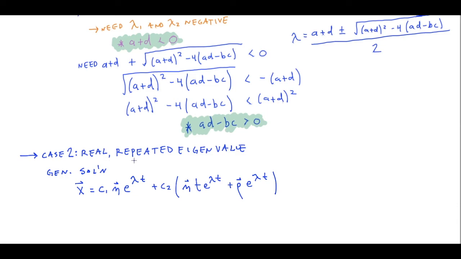In this repeated eigenvalue case, the square root part of the quadratic formula goes to 0, and so I can explicitly state what lambda will be. Namely, lambda will simply be a plus d over 2. Therefore, if I need lambda to be negative, then once again, I simply need a plus d to be less than 0. That leaves the third case where I have complex conjugate eigenvalues.